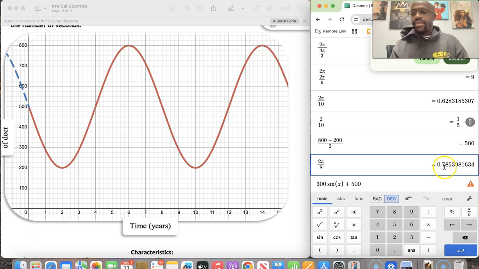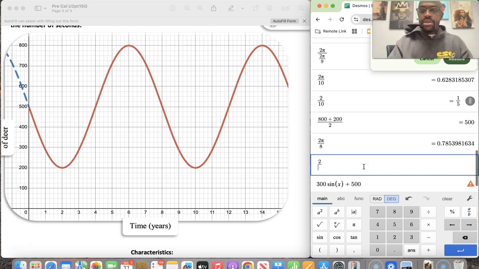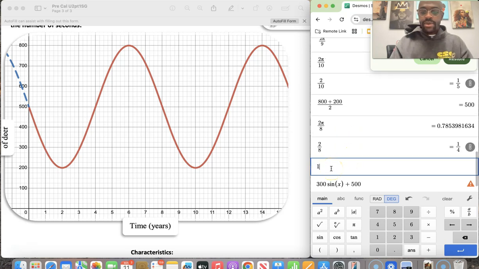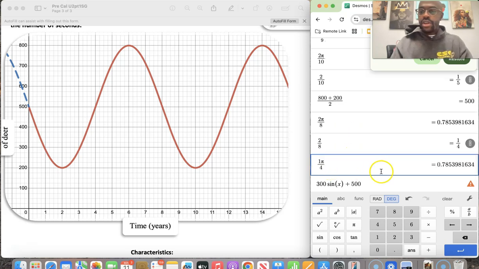But I wouldn't put 0.785398. I want the simplified form of it, so I must have pi in my answer. Let me delete pi and get this simplified expression, and then I can put pi back in my answer. So I can have 1 pi over 4, and as you can see, that's the same thing as 2 pi over 8.